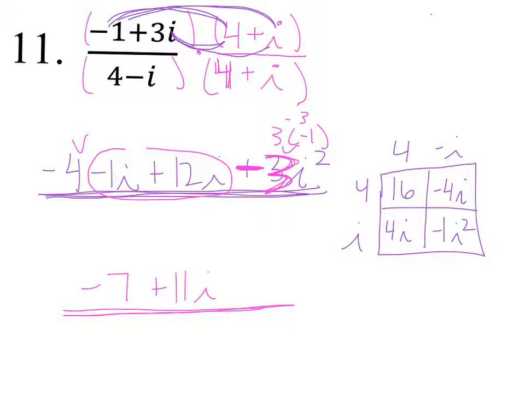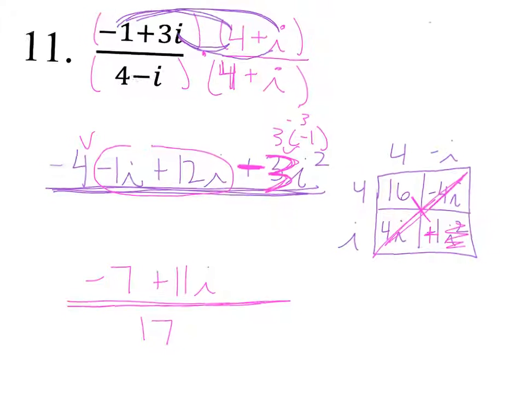Now looking at my box, I can simplify my box. Here's my i squared. i squared is the same thing as a -1. So if I switch my sign, now these two are like terms. 16 plus 1 is 17. And these two are like terms, and these two completely cancel each other out. So this right there is my final answer.